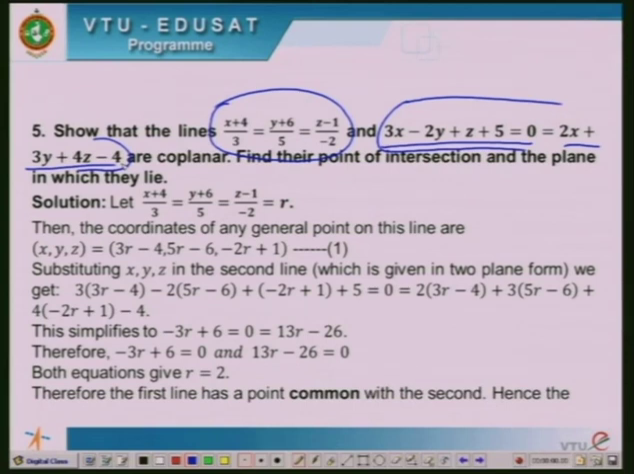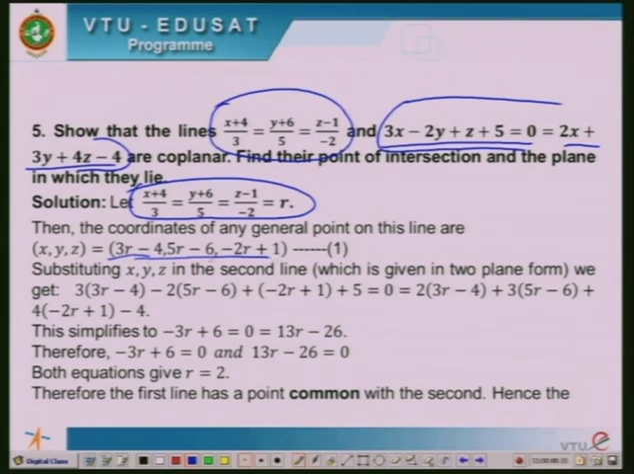We adopt almost the same method adopted for the earlier two examples. Take the first line and try to find a general point on this line by equating it to the constant r. So, this immediately gives (x plus 4) by 3 equal to r, which is x equal to 3r minus 4, (y plus 6) by 5 equal to r, which gives y equal to 5r minus 6, (z minus 1) by minus 2 equal to r, which is z equal to minus 2r plus 1. So, this should give you any point on the first line.